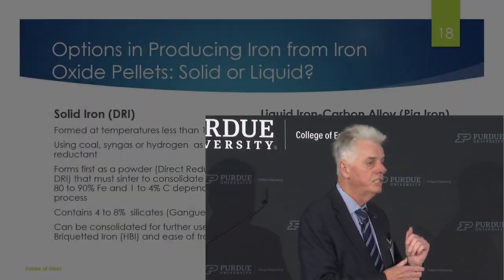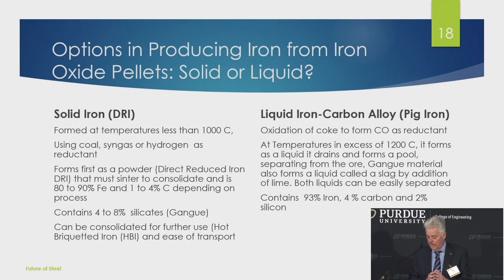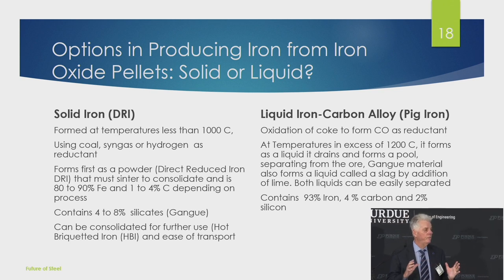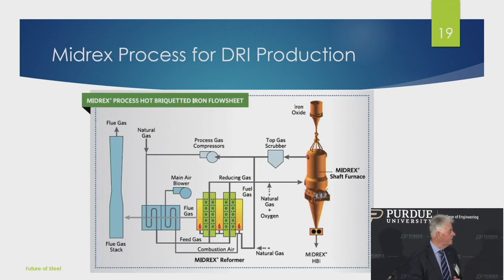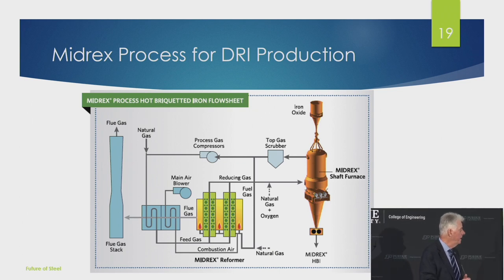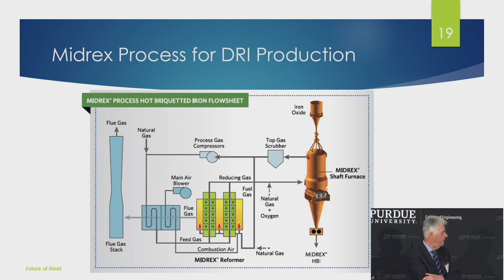So that led us to where we are today, where you have two options here. You can have DRI, direct reduced iron, using syngas or hydrogen, or you can have liquid iron carbon alloys. That's your two. If you're going to make iron from the ore, these are your options. So this is the Midrex process, which takes methane, makes syngas, and then reduces iron oxide to form pellets of iron. And then at the bottom of the material, they go into something similar to a pigging machine. It's called a briquetting machine, and they make what they call HBI now, hot briquetted iron. So you can buy HBI on the market.